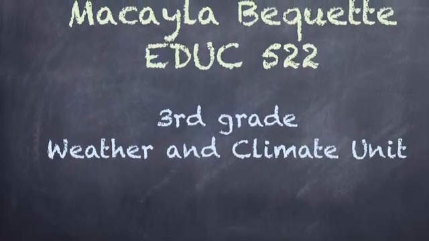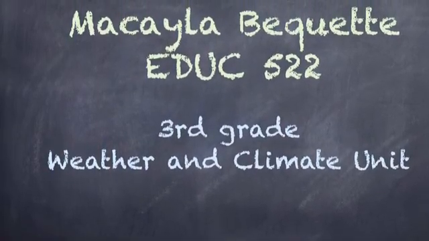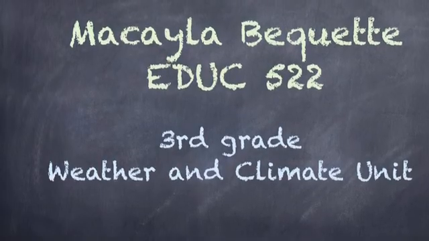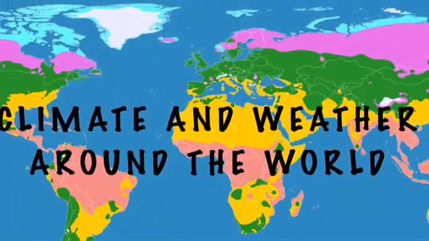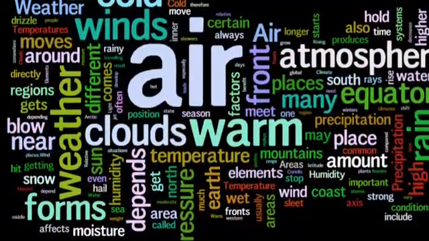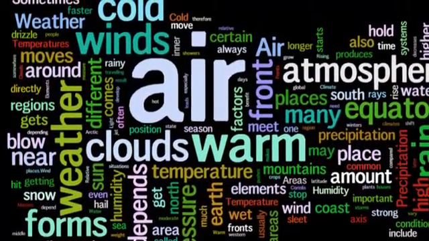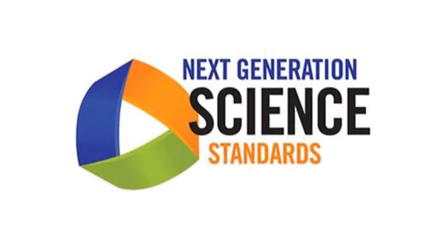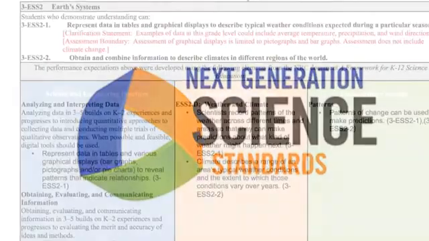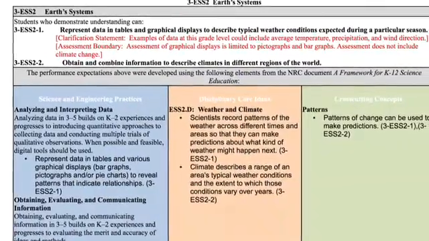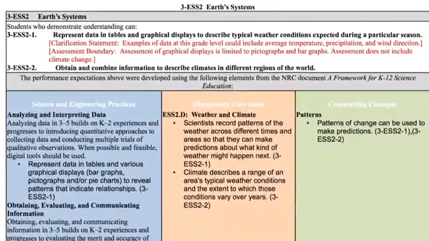Hi, my name is Michaela Bequette, and I'm presenting my unit on Weather and Climate designed for 3rd grade. This unit is focused on climates around the world and the different elements of weather that affect a region's climate. The unit addresses the 3rd grade Common Core Next Generation Science Standards, where students will be learning about the weather and climate in different regions.